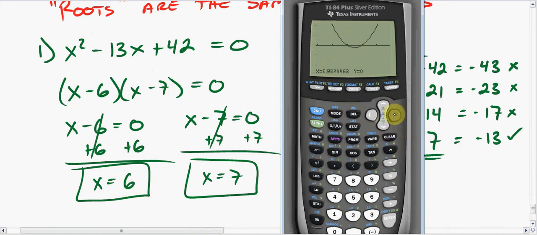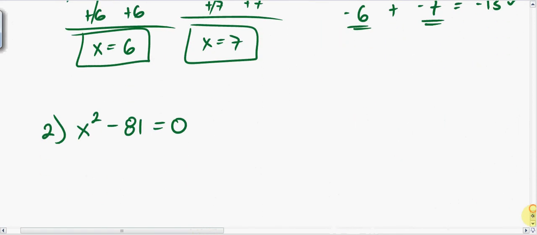And then I can arrow over in this direction. So I'm hovering over around the second intercept, which is pretty much 7. So you can see the two intercepts of the graph, the two zeros, or the two roots, are x equals 6, x equals 7. Alright, so let's come on down.